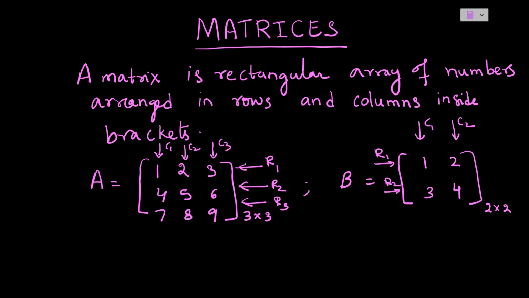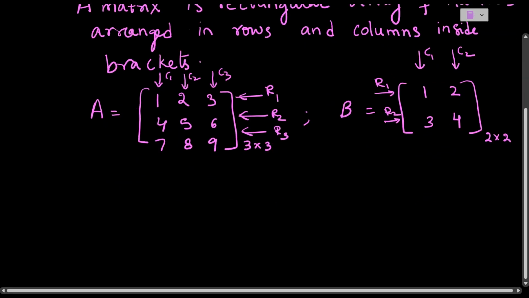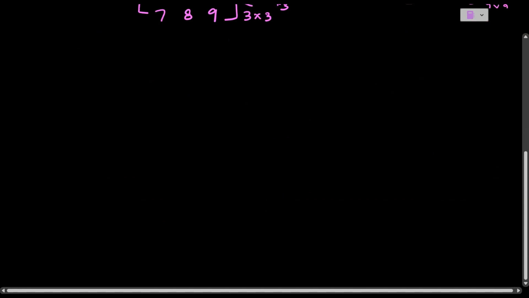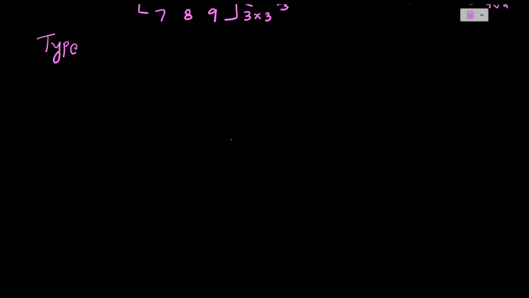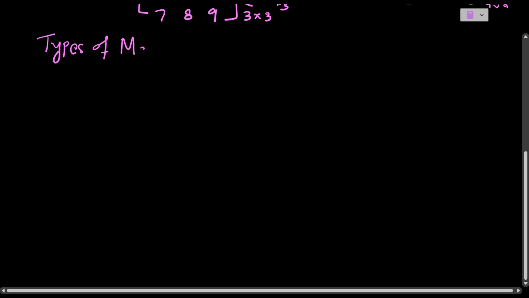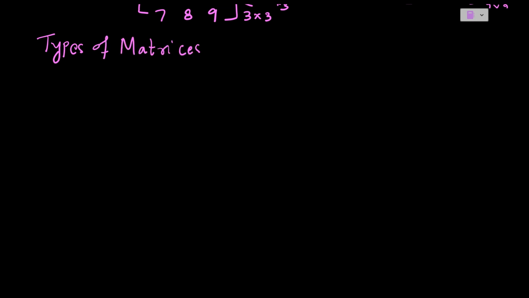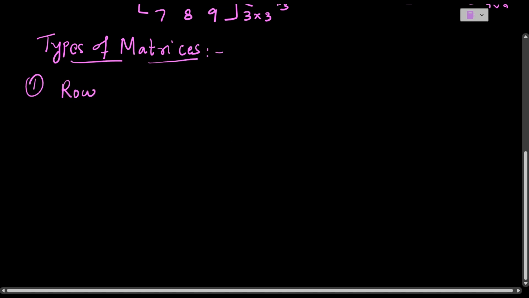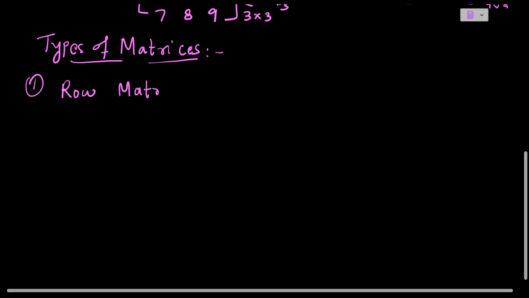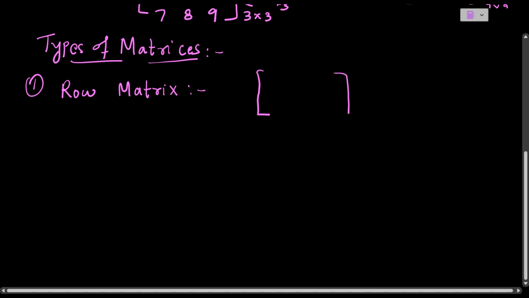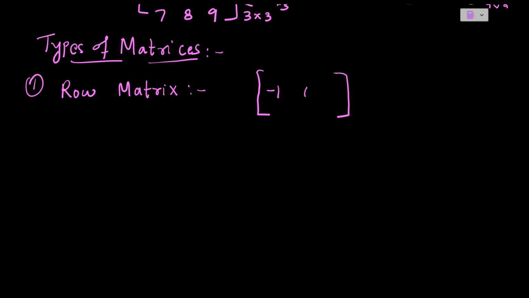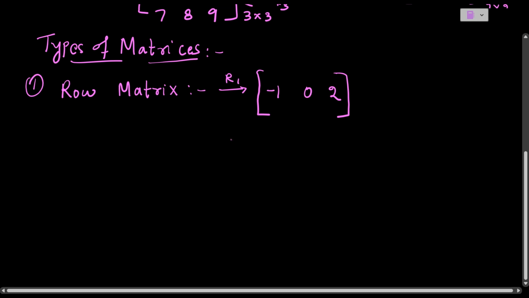Now, let us see about types of matrices. So first one, row matrix. What do you mean by row matrix? Row matrix is nothing but it is having only one row. For example, -1, 0, 2. How many rows is it having? Only one row.